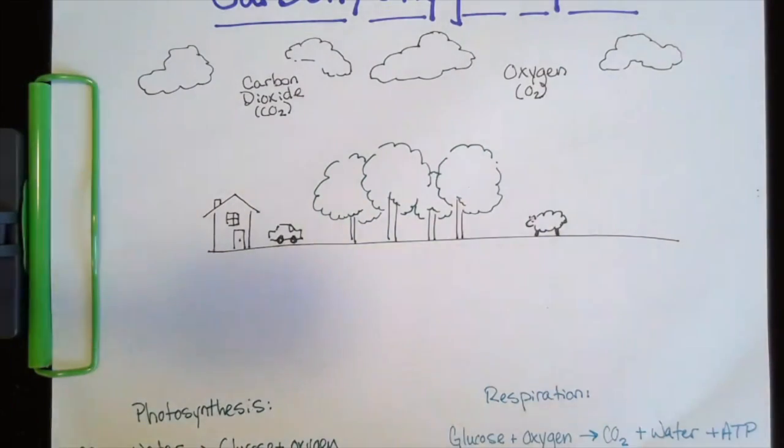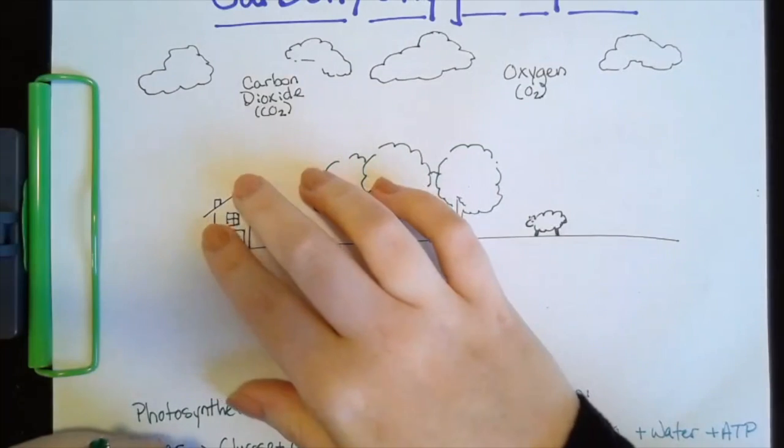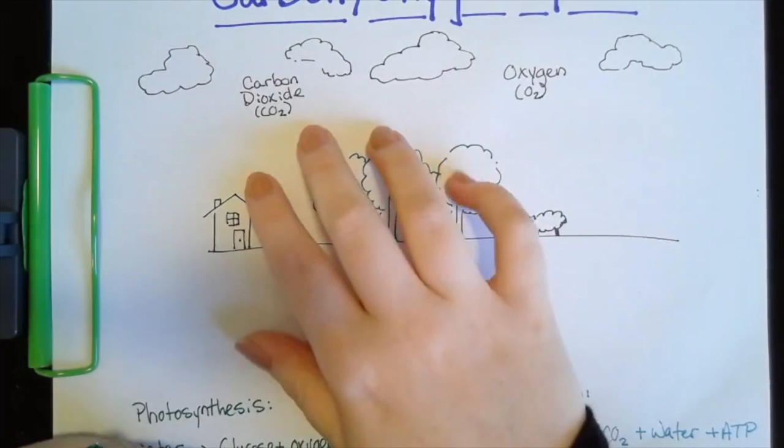I am not concerned about your art skills. I want you to draw this diagram simply and quickly. Do not spend a lot of time doing this. What's important is what we're going to do next. Once you have this diagram drawn, we're going to start by labeling how carbon dioxide gets into the atmosphere.